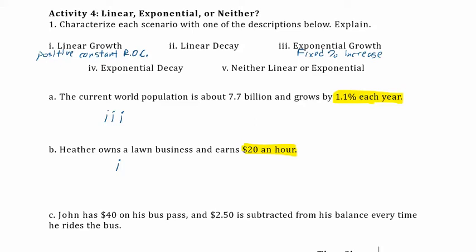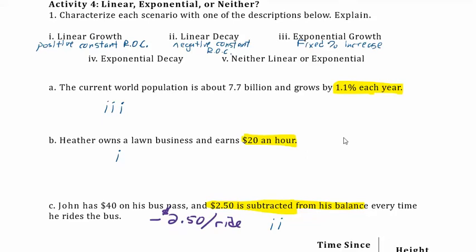C, John has $40 on his bus pass and $2.50 is subtracted from his balance every time he rides the bus. So he is losing $2.50 worth of value for every ride. So there we see a negative constant rate of change. So that is going to be option 2, linear decay. It'd be kind of good if you could think about writing an equation for these. Maybe we'll go back and think about that.